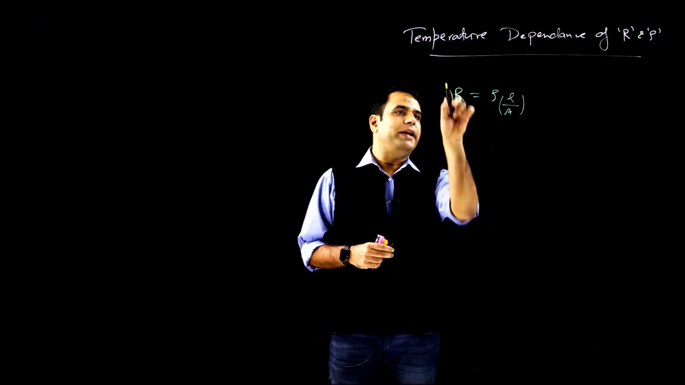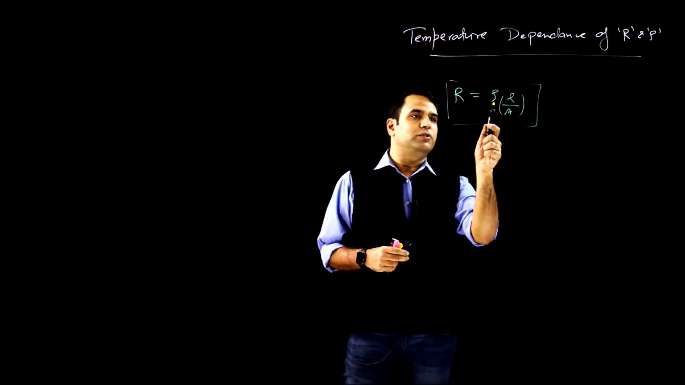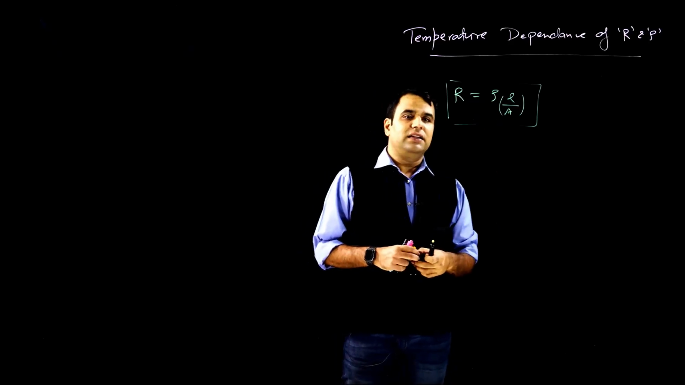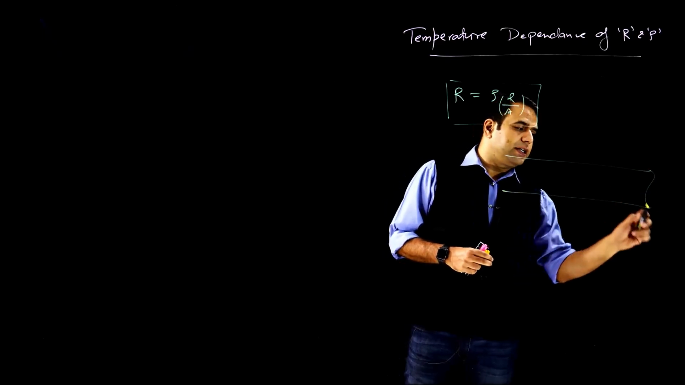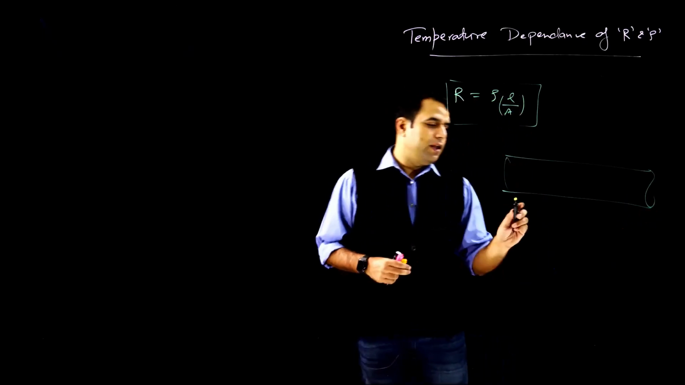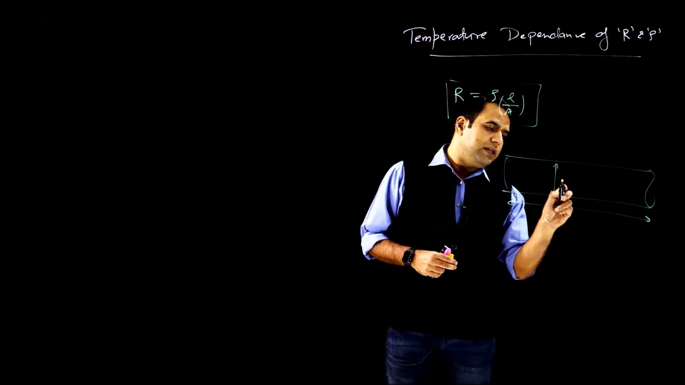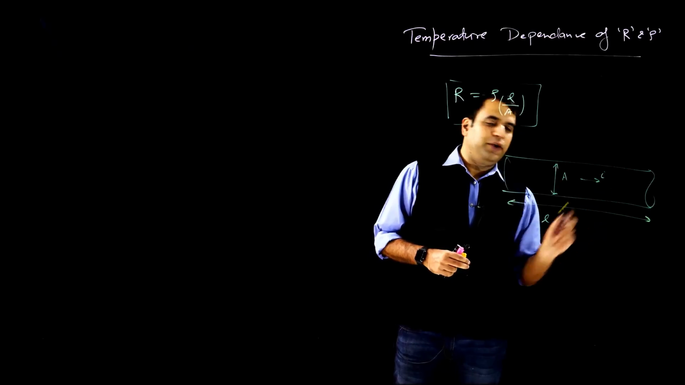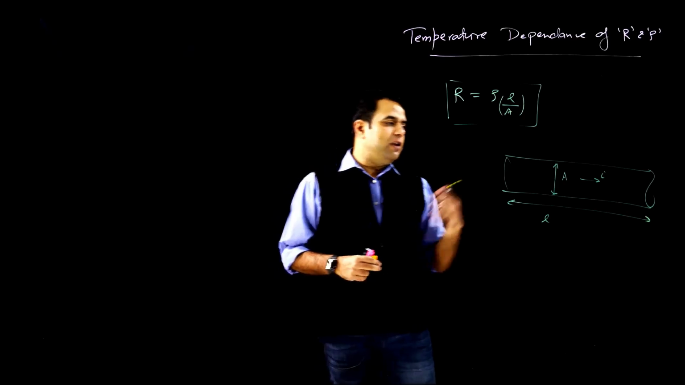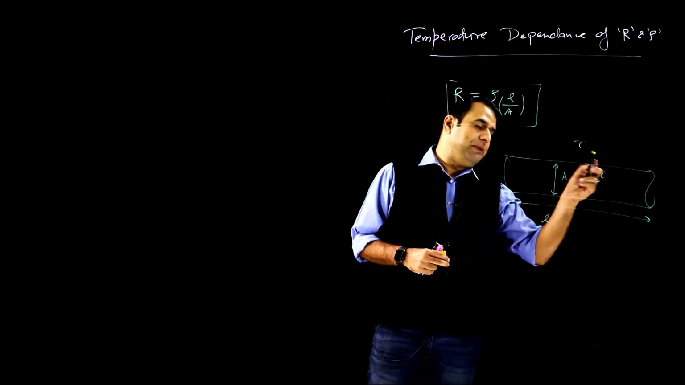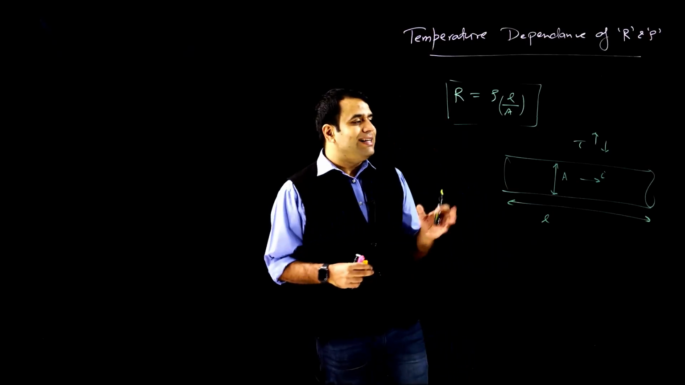It is ρL by A. So the resistance of a conductor is equal to resistivity multiplied by length divided by cross-section area, and we are talking about a cylindrical conductor. The length is L here and the cross-section area is A and the current is flowing. So if we raise the temperature of this material or decrease the temperature of the material, obviously all three things will be changing.